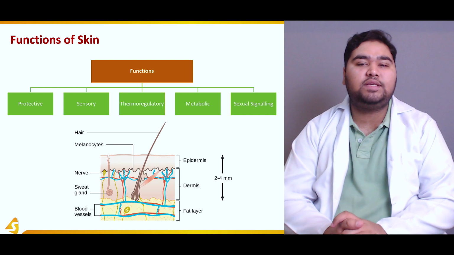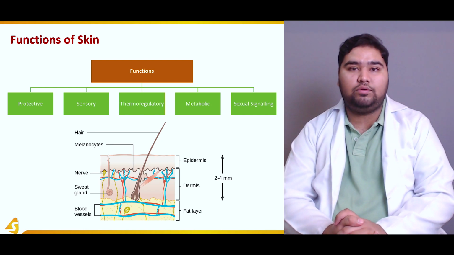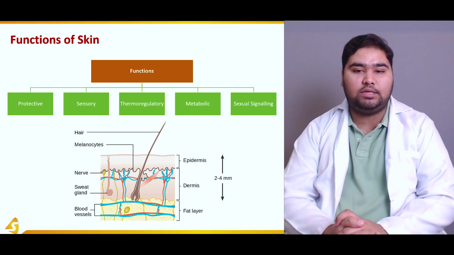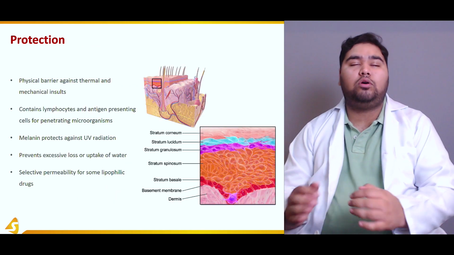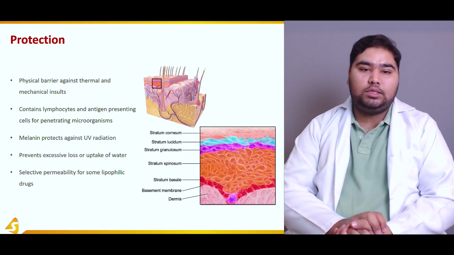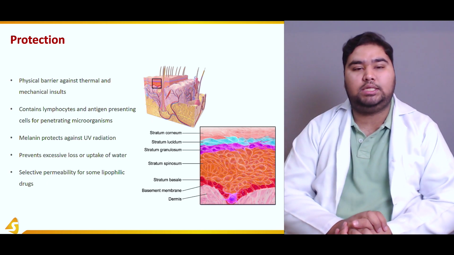So the functions of skin are divided into 5 broad categories. These categories include the protective function, the sensory function, the thermoregulatory function, the metabolic function, and the sexual signaling. We'll take a look at all these individual functions one by one. So let's take a look at the protective function of skin in a little detail.